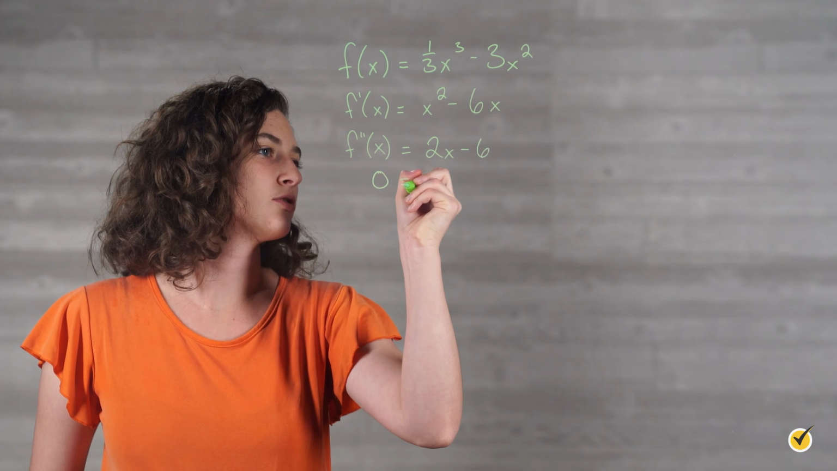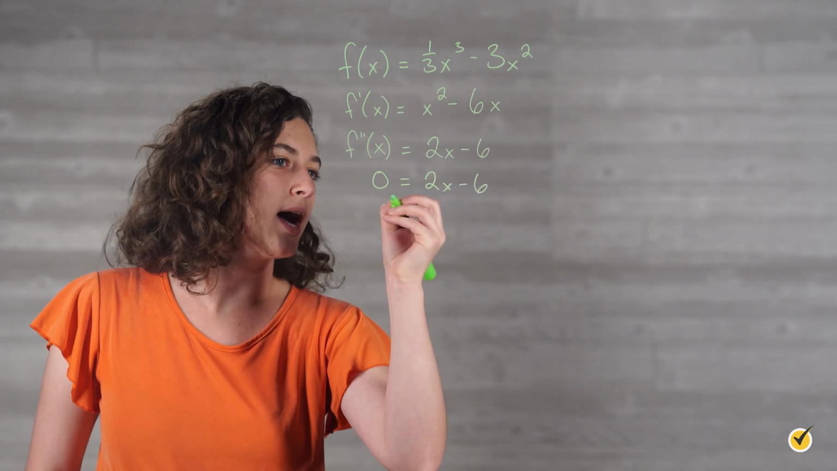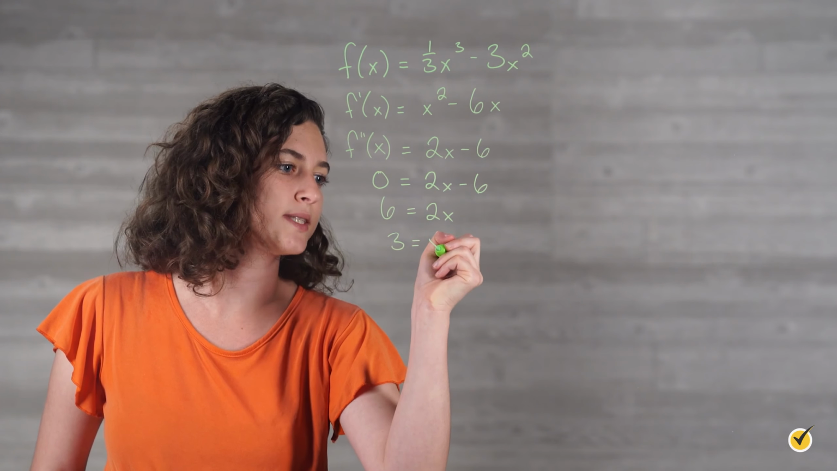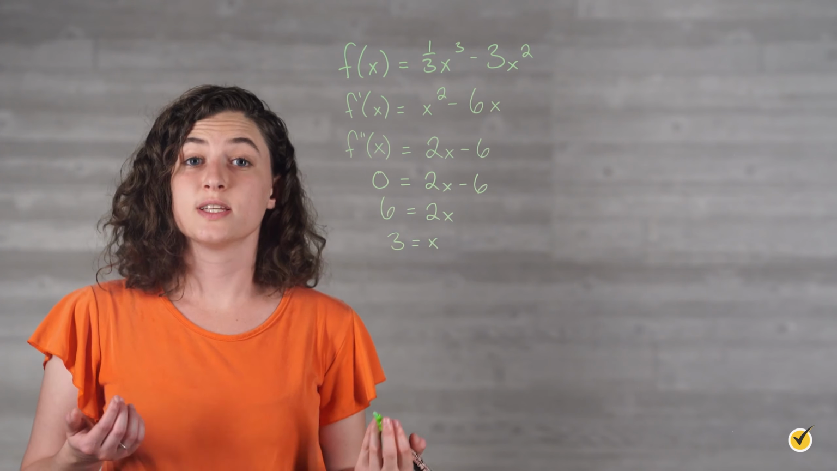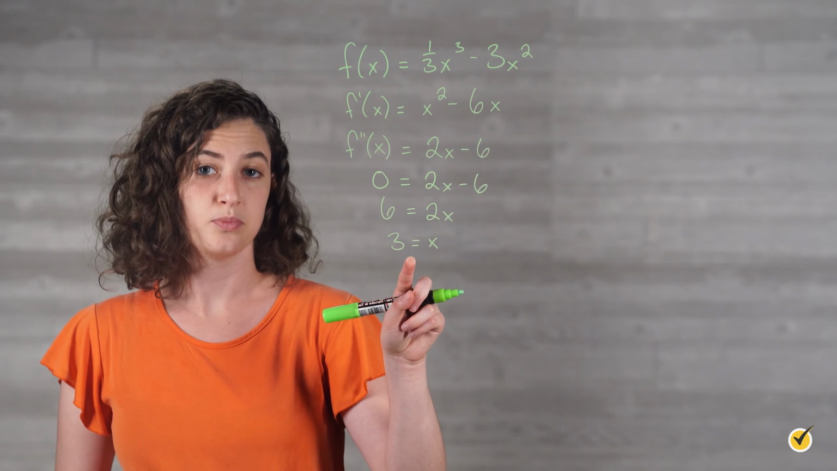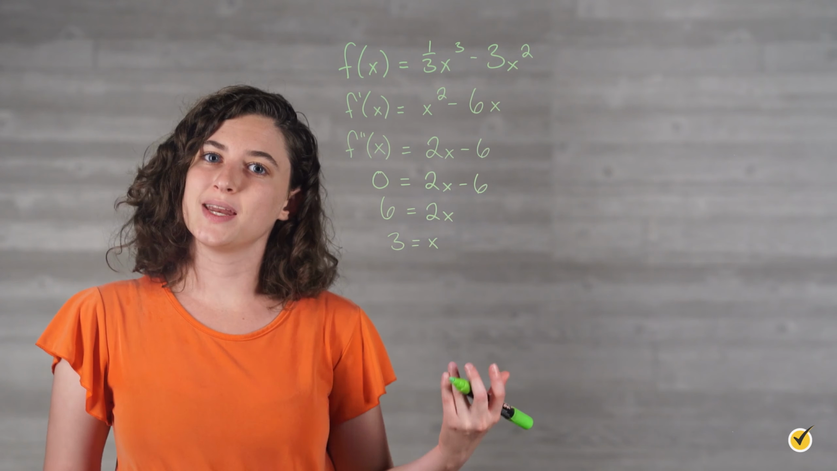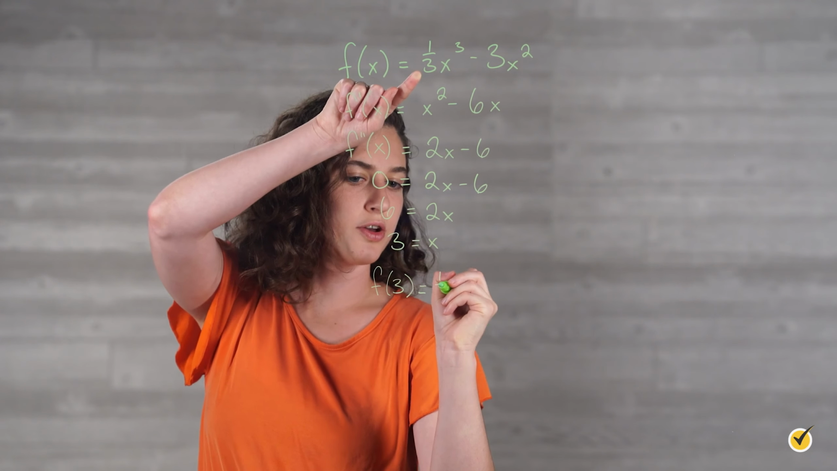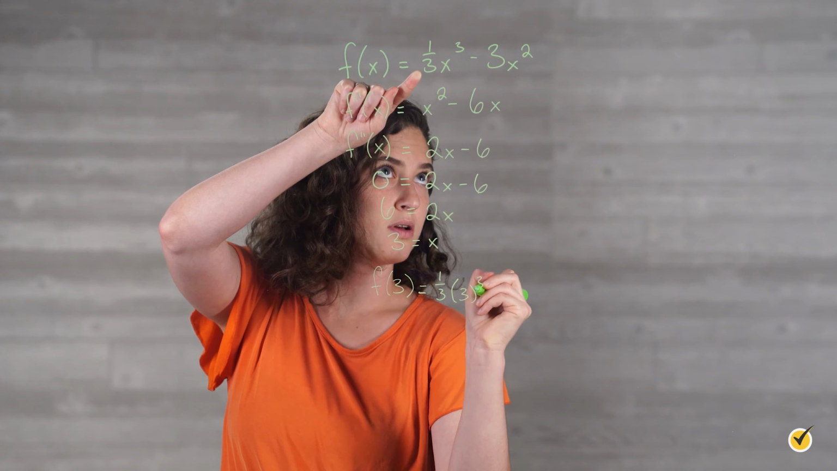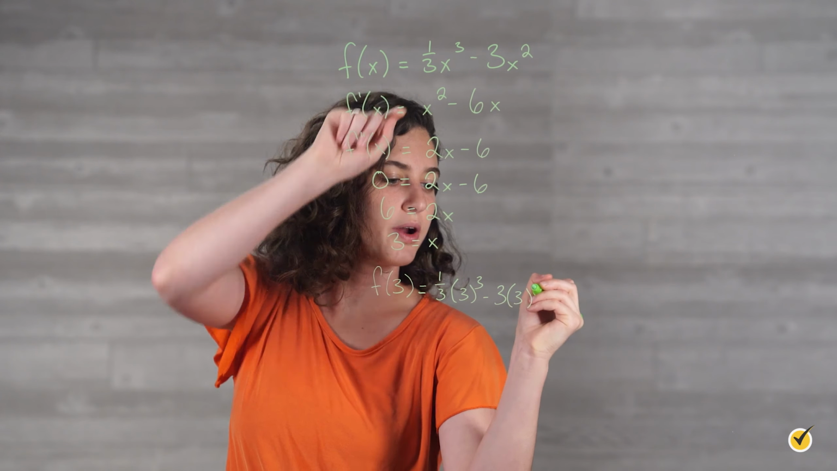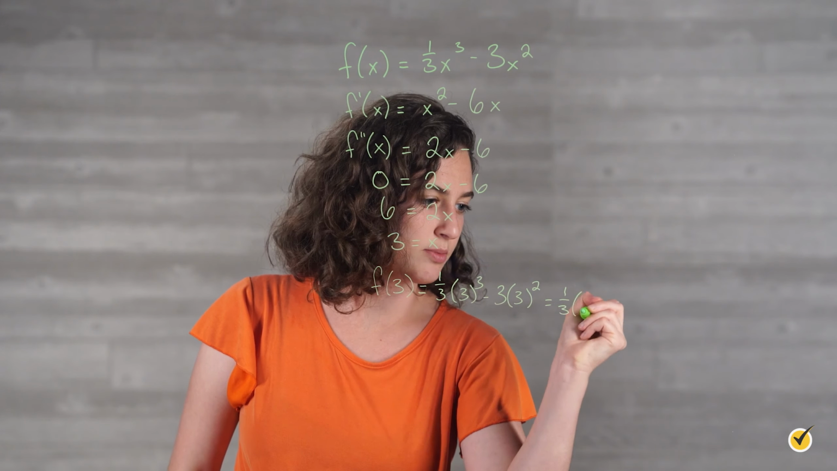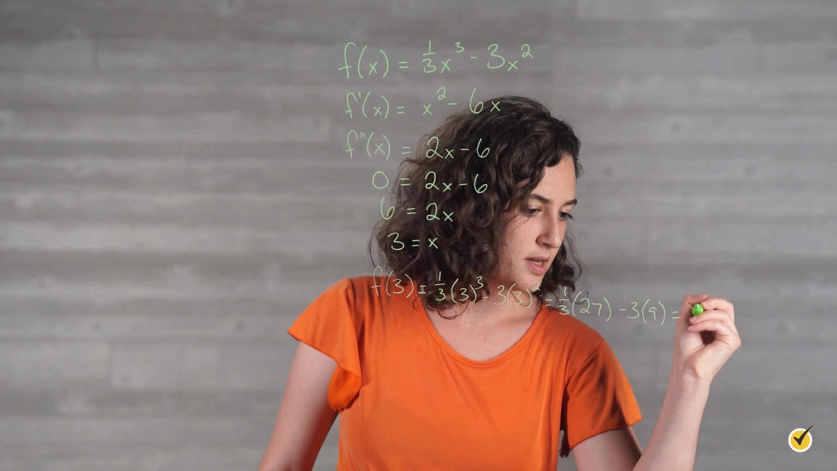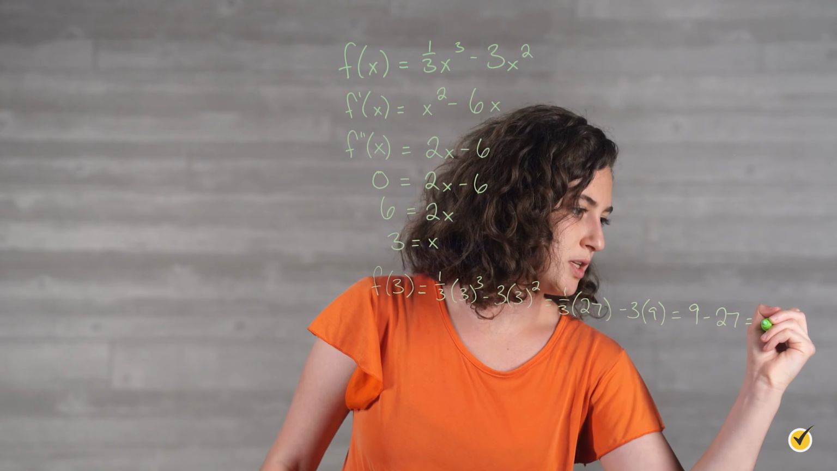So we'll set this equal to 0, so 0 equals 2x minus 6. We'll add 6 to both sides and get 6 equals 2x, and then divide by 2 on both sides to get 3 equals x. For this function, there is an inflection point at x equals 3. We can find the y-coordinate of this point by evaluating f of 3. So f of 3 is equal to 1/3 times 3 cubed minus 3 times 3 squared. So that will give us 1/3 times 27 minus 3 times 9 is 9 minus 27, which is equal to negative 18.